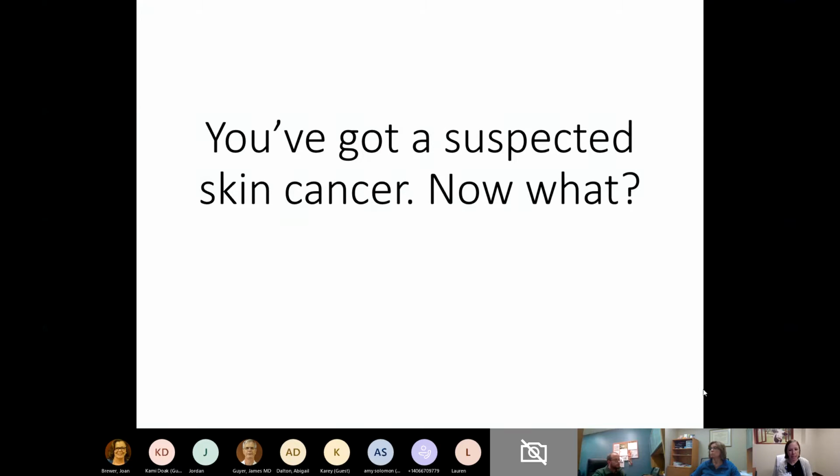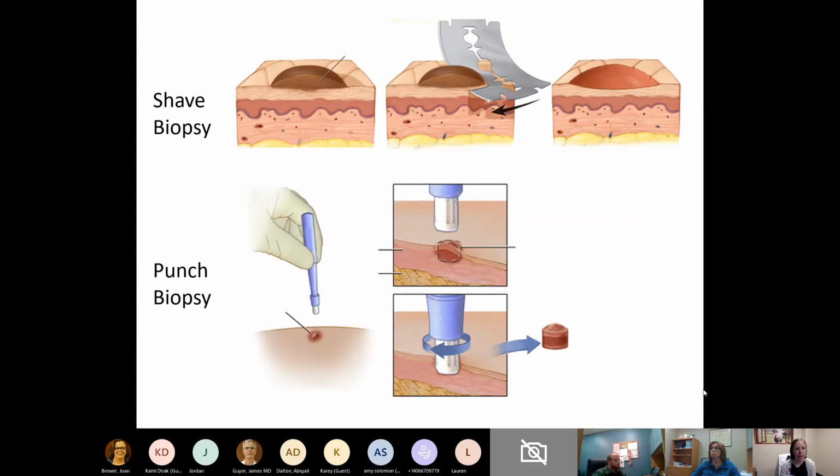So you've got a suspected skin cancer, whether it's a basal cell or squamous cell or possibly even melanoma. So the question is now, what? This is sort of answering the question, the cutaneous horn. I'm sure that some of you do biopsies, which is the same thing that I offer to patients.